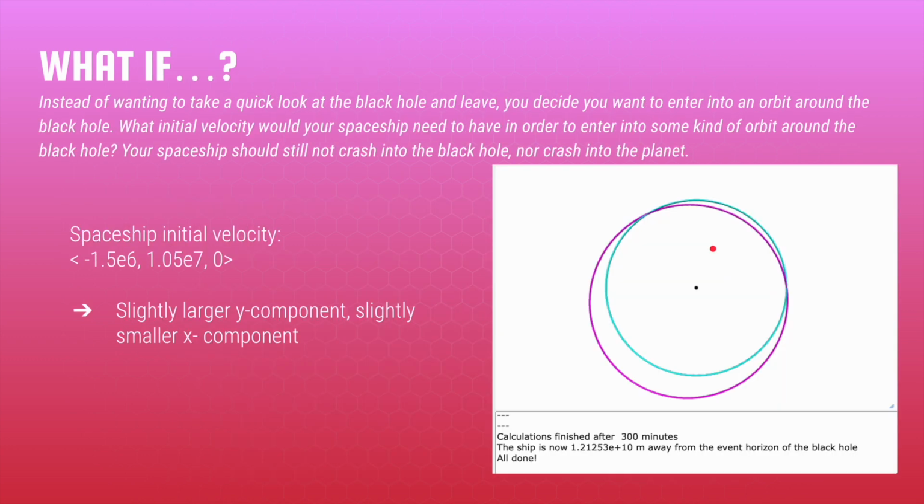So what if, instead of wanting to take a quick look and leave, you decide you want to enter orbit, what initial velocity would your spaceship need to have in order to enter some kind of orbit? So I found that the spaceship's initial velocity should be this, and it's a slightly larger y component and a slightly smaller x component than the initial velocities I found for the first part when it was just orbiting the black hole. And you can see that they have very similar orbits, but they don't crash into each other.